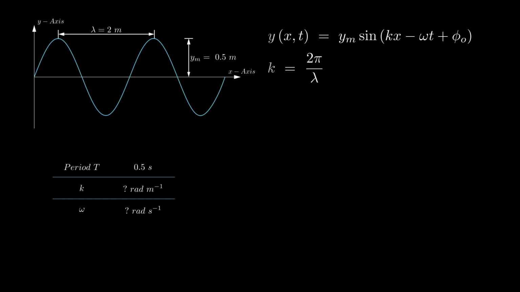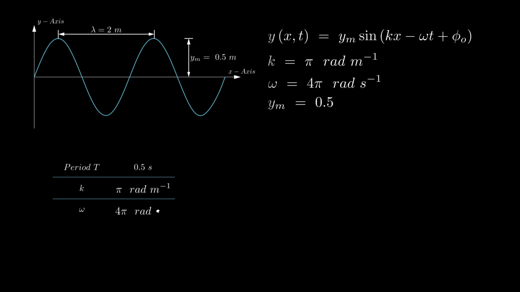We can determine the wave number, using the expression provided on the screen. Since the wavelength is given in the question, we can compute the wave number as pi. Next, let's calculate the angular frequency using this expression. We find that the angular frequency is 4 pi.